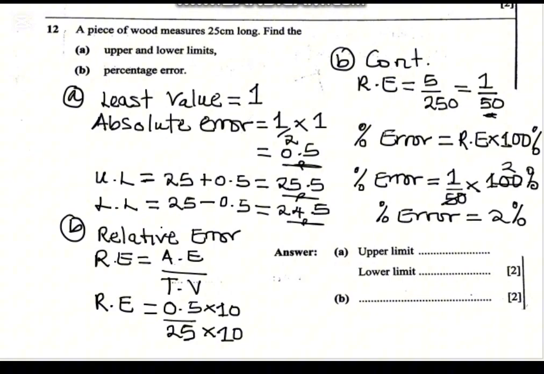2%. So if we have to fill up on the answer space below here, then on upper limit we got 25.5. Then lower limit we got 24.5. Then on B we've calculated percentage error, which is equal to 2%. So those are the answers.